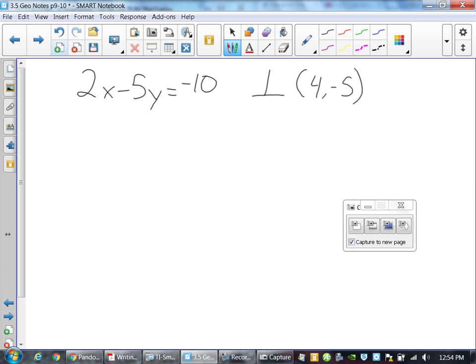Now, guys, as you go through these types of problems, remember the main thing that we're doing here is we're trying to get y by itself because it's always the easiest way to figure out slopes.